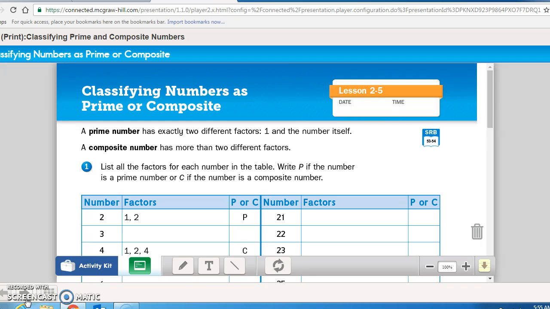Classifying numbers as prime or composite numbers. Please turn to page 44 in your math journal. The directions read as such. A prime number has exactly 2 different factors, 1 and the number itself. A composite number has more than 2 different factors. List all the factors for each number in the table. Write P if the number is a prime number, or C if the number is a composite number.